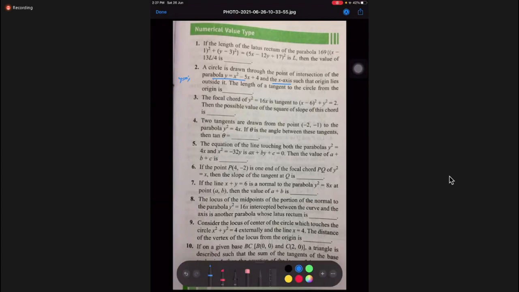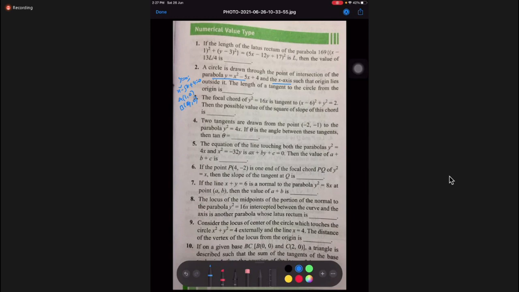Then you will get x square minus 5x plus 4 equal to 0, no, students. What are the factors of this? 1 and 4, right? So it meets the x-axis at 1, comma 0, one point. Another point is 4, comma 0.